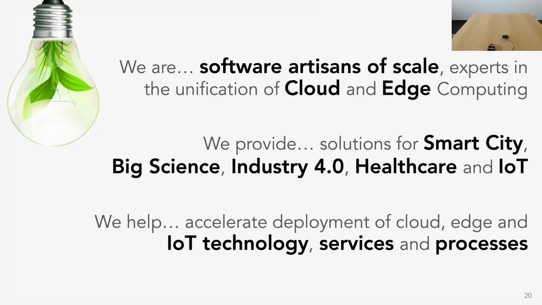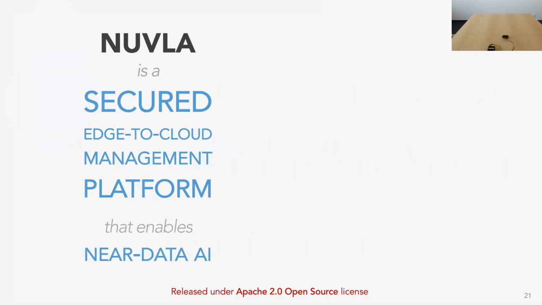And these products are mainly two. First, we have Nuvla. And if you don't know, Nuvla just means cloud in one of the official Swiss languages. And basically, Nuvla is a secure edge to cloud management platform. In short, it's a service that you can use that will allow you to manage your cloud and edge infrastructures, plus manage all of your applications, deploy them, and also manage data. So it's a sort of near data AI enabler.